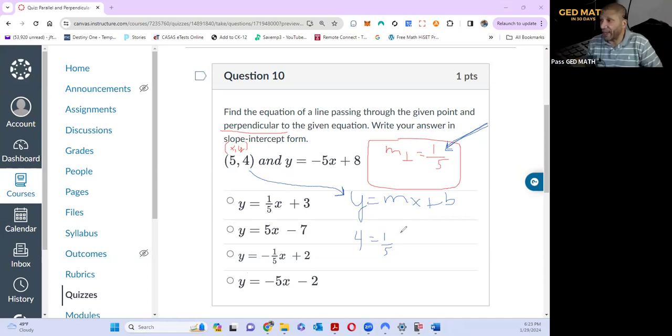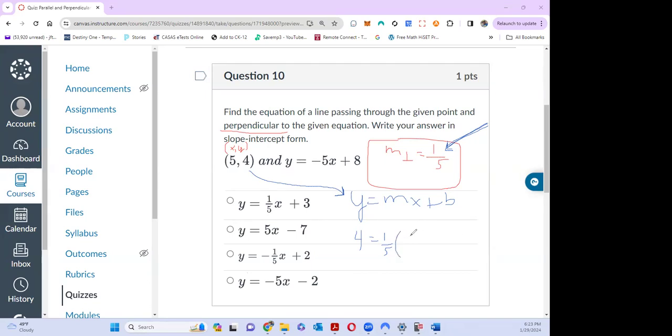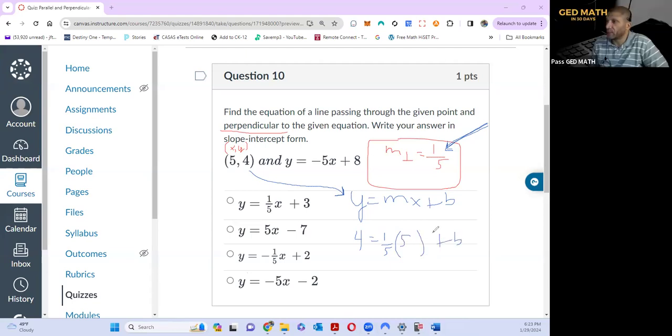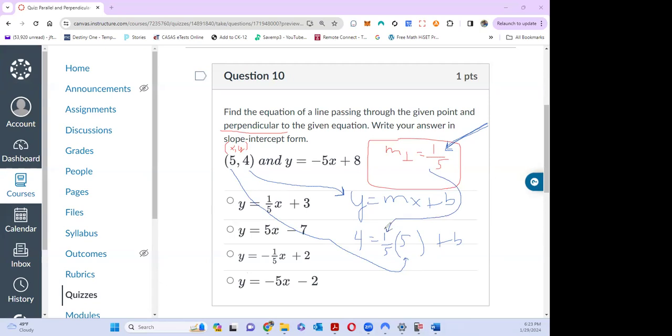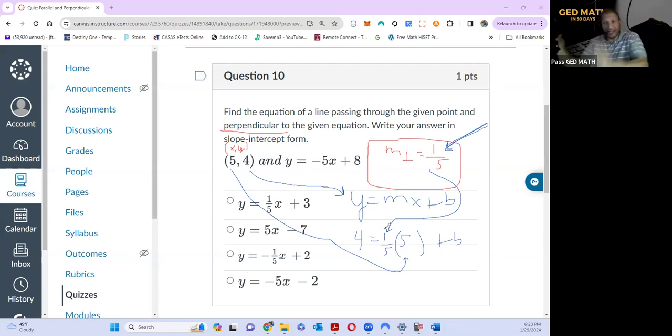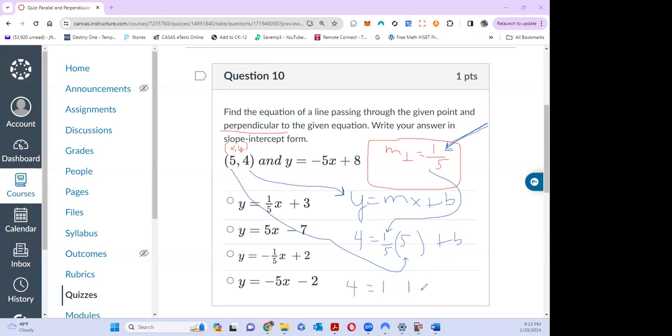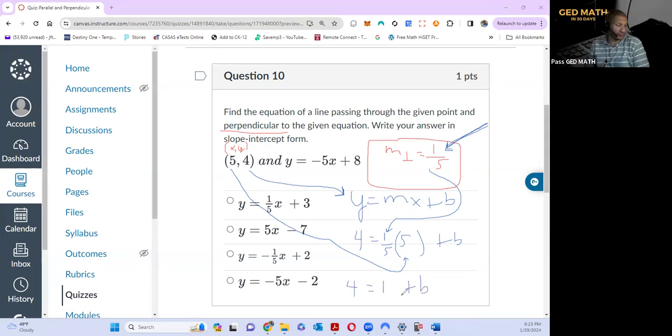So 1/5, what's x? It's 5. 1/5 times 5 plus b. All we did was substitute what we know. That's why it's so important to identify what's given, identify what you know, and identify what they want to know. Most of the time, all we're doing is plugging in. What's 1/5 times 5? It's 1, so 1 plus b. How do we get b by itself? We got to get rid of the 1, so we subtract 1 on both sides.